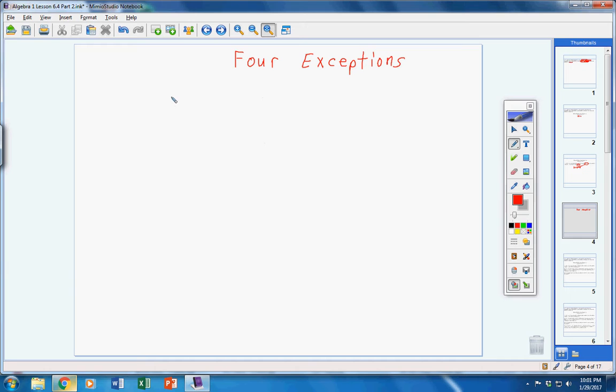Here's the first one. If I have an absolute value inequality, copy this down, please, and it's less than 0. If I have an absolute value inequality and it's less than 0, my answer will always be no solution. Now, some of you understand why and some of you don't, but everyone can memorize that.